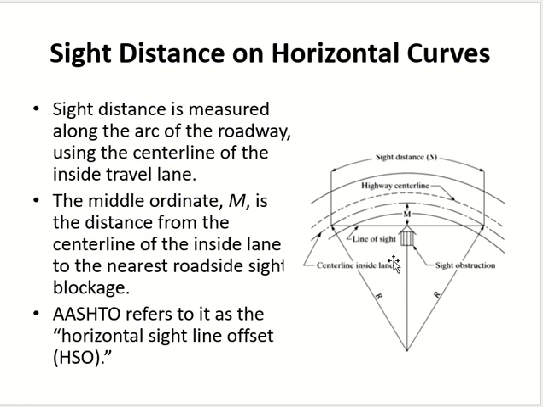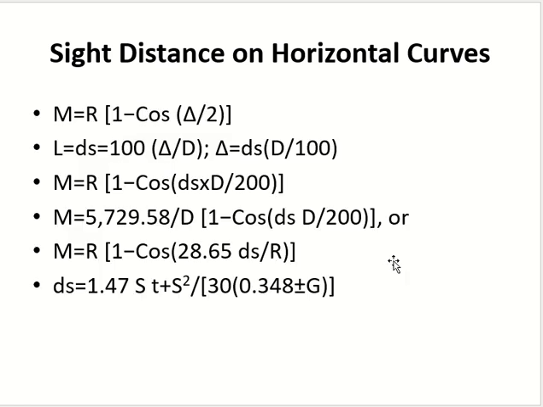How do you do that? We have two equations which we already know from the geometry of the circular curve. First equation is for M, the distance between the curve and the chord, the distance between the road and the object. In this equation we have R, radius, and delta, which is the deflection angle. We have another equation for the length of the curve, which we used in the last question. Length of the curve equals 100 into delta upon d. Delta is deflection angle, d is degree of the curve.